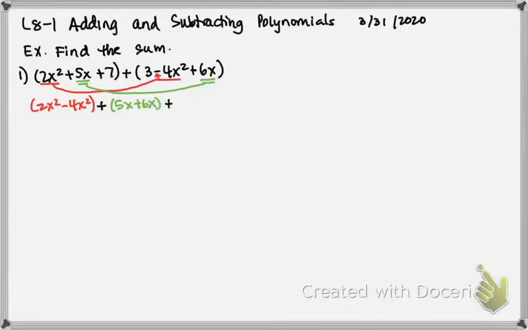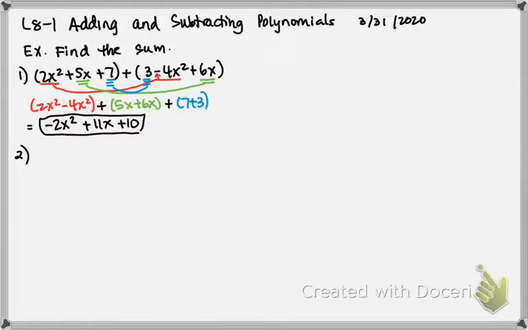And then I have plus, and then I'm going to take my constants, and I'm going to add them up. So I get 7 plus 3. So this is pretty much a brain step, right? This is what I'm doing inside my brain. So when I finish, I'm going to end up with negative 2x squared, let's see, plus 11x plus 10. And there's my solution. Okay? So let's do the next one.